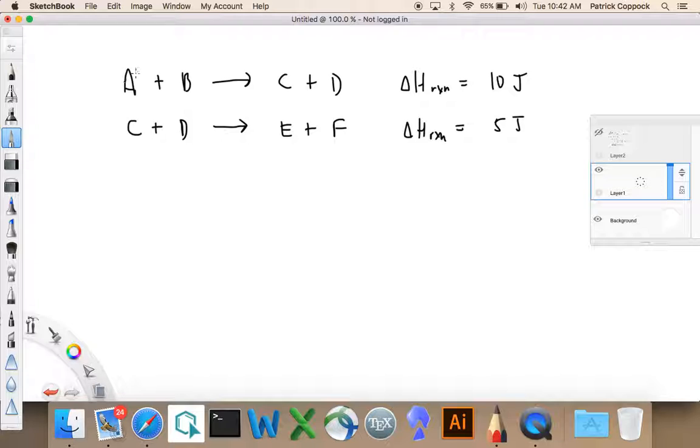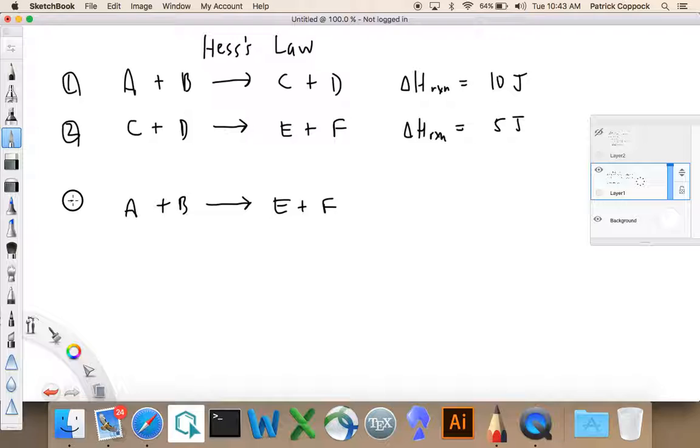This is the idea of Hess's law. Hess's law is if you take these two reactions here and then you add them, you can also add their enthalpies. That's really what the law is. So let's say we have another reaction. If we have A plus B produces E plus F, can you see that this is reaction 1, reaction 2, and reaction 3? Can you see that the sum of 1 and 2 is really 3?